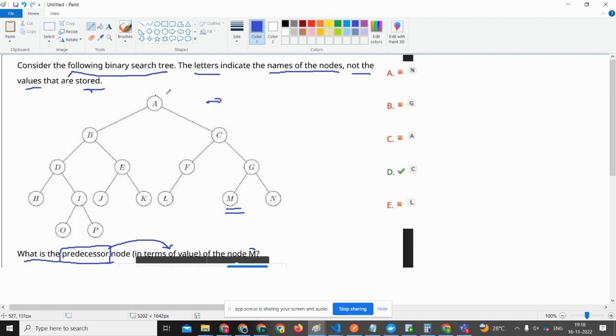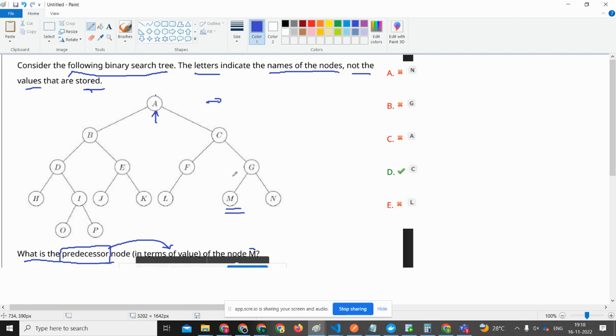If you are writing this as a list, okay, this is a binary search tree. If you are writing this as a list, how will you write it? So first will come A. Wait, is it A or H? H will be coming first, right? That is the smallest one, in the sorted, ascending order. Uma, this is going to be the middle value. So predecessor means the previous value. What was the previous value for M? That is the question here.